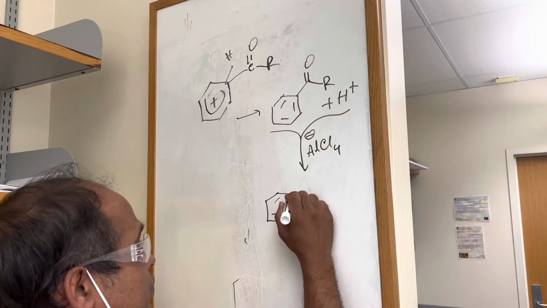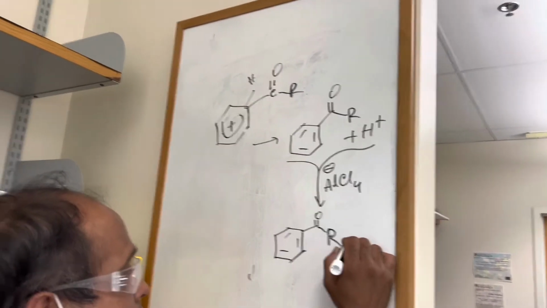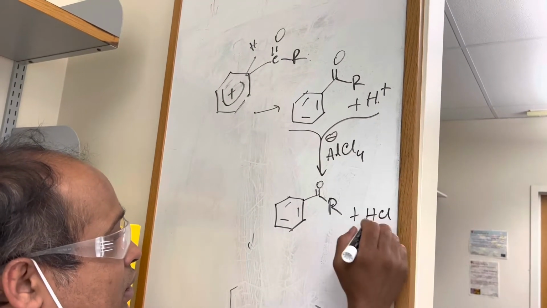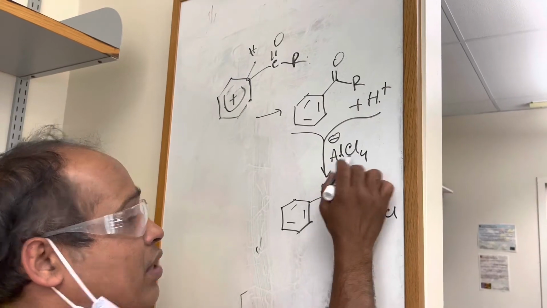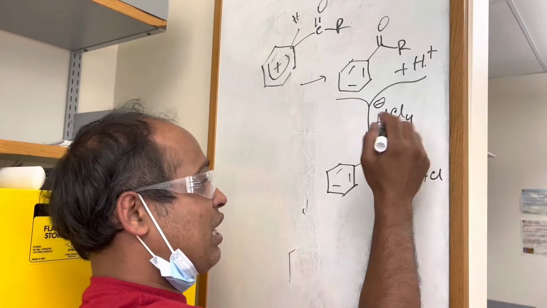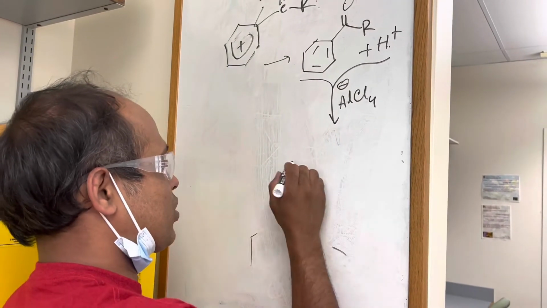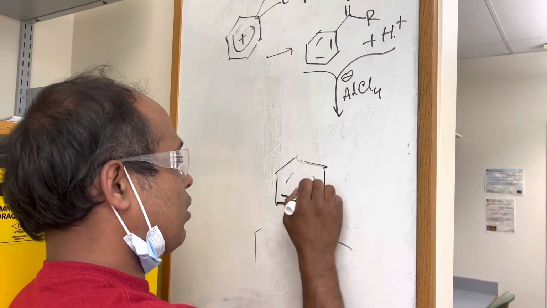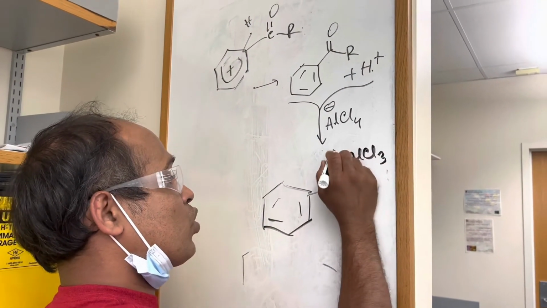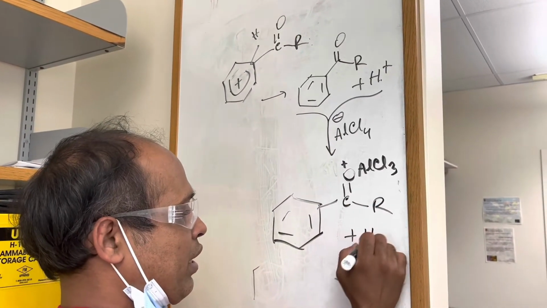So it will form this. This hydrogen will take out one Cl, but remember now, this is the point to focus on: the remaining aluminum chloride, AlCl3, will make a complex with this oxygen. I should make a bigger structure actually. So here that AlCl3 will form a complex with this carbonyl group. This is the important part, and you will get the acyl product.